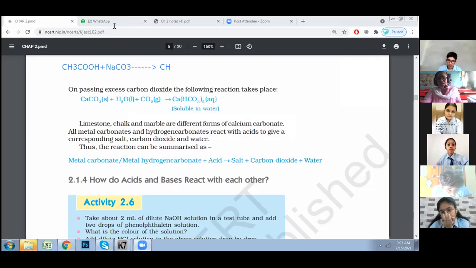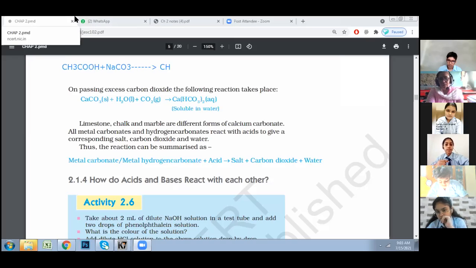What was the name of this CH3COONa? Sodium acetate. Right. And what was the IUPAC name? Sodium ethanoate. Excellent, Harshita. Very good. Sodium ethanoate. Right?